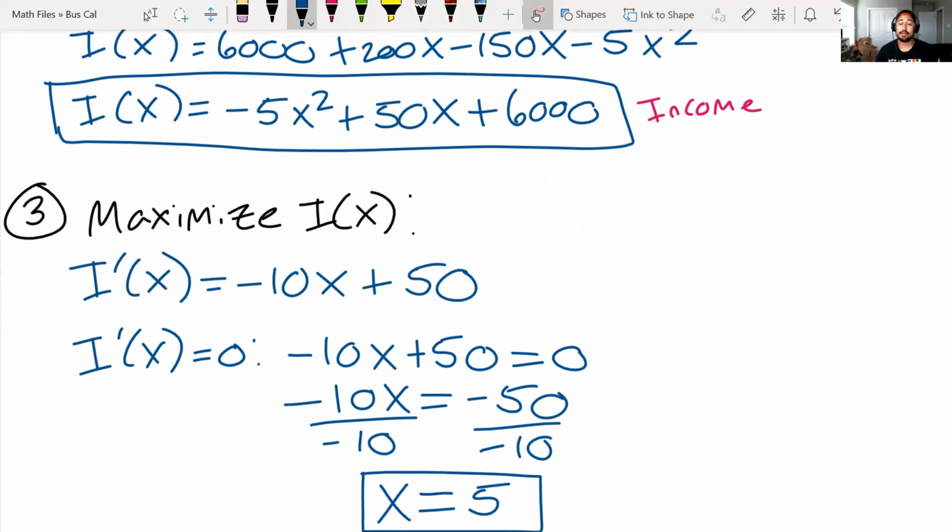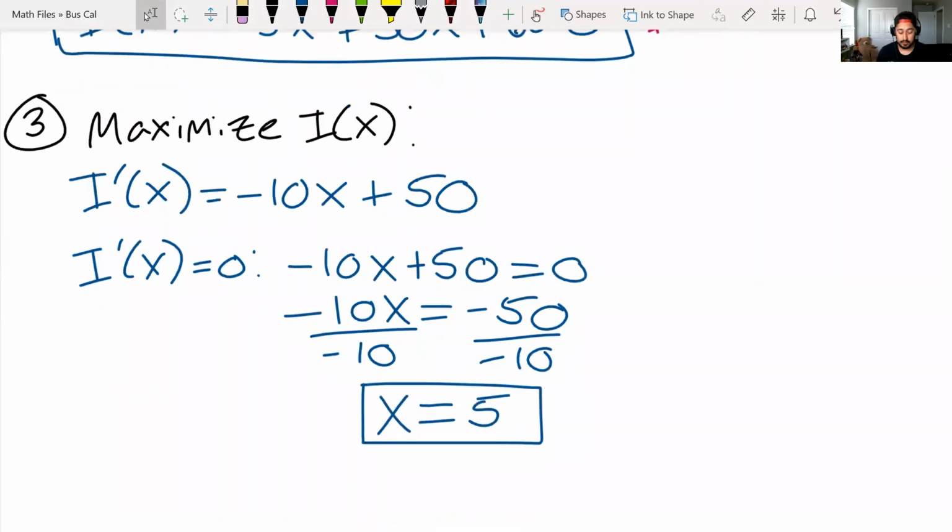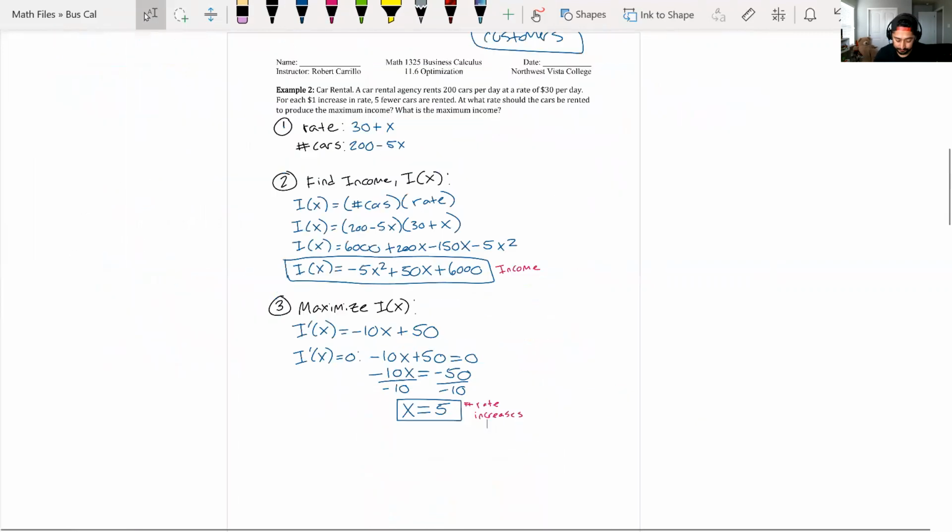All right. So 5 represents the number of rate increases we should do, right? So we should only raise our rate by $5. That way we don't lose that many cars. Okay, so now you know what this means.